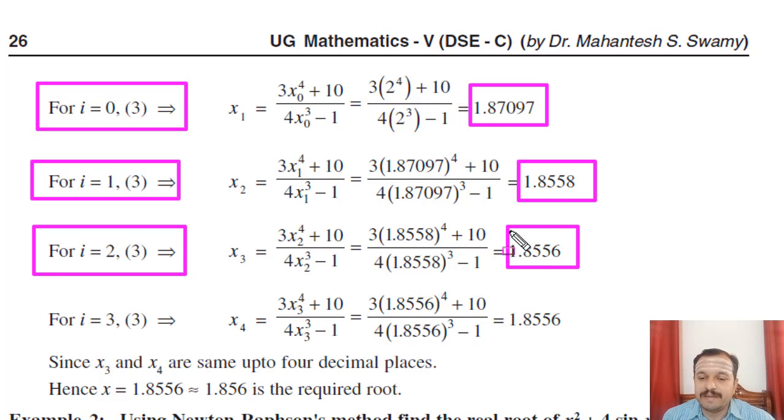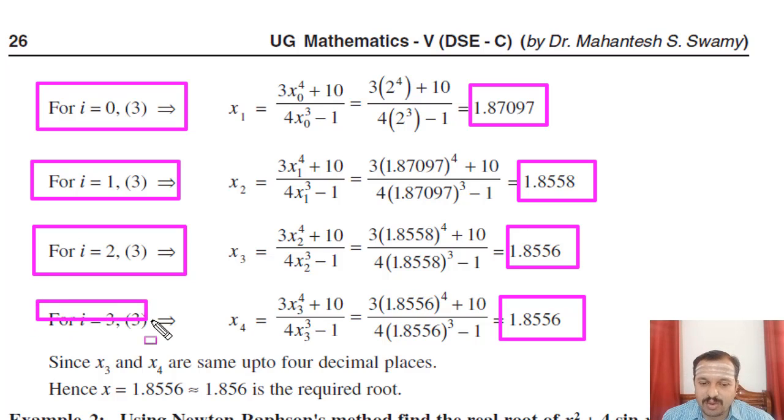Please see, up to 3 decimal places, the two answers are correct. You can stop at this moment, or else you perform one more iteration. If you perform one more iteration, you will see that up to 4 decimal places, you are going to get the same value. This is the beauty of this method. Newton-Raphson method is very simple and it converges much faster.